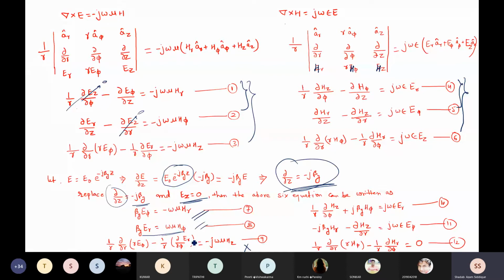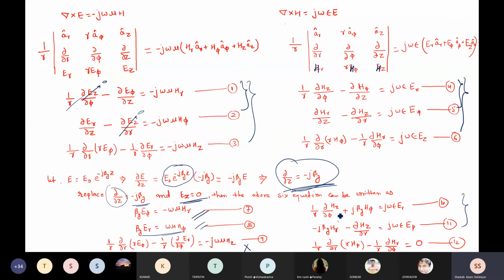Here we have three functions, so we cannot proceed with this one. So we will take these two equations and these two equations. Now you can see in this equation we don't have E_z here, so this term will be written as it is, and this term del upon del z can be written as minus j beta_g, and minus minus will become plus.